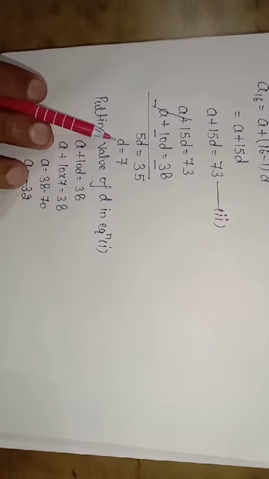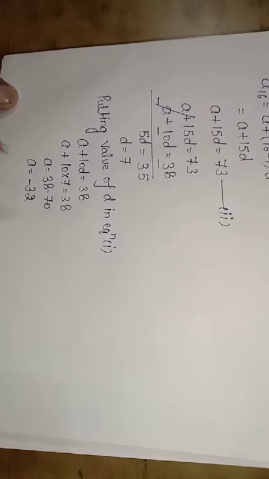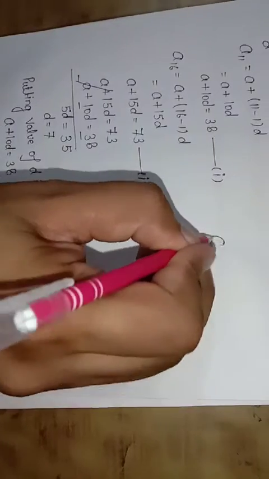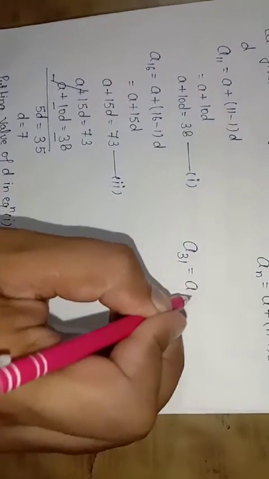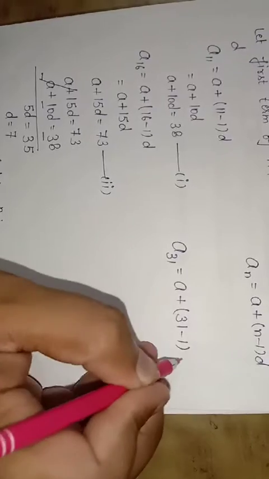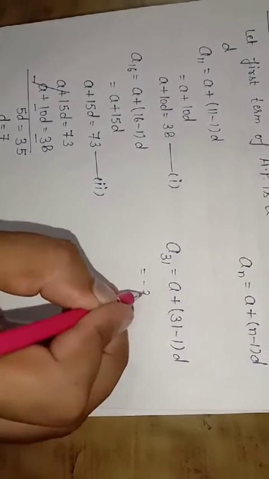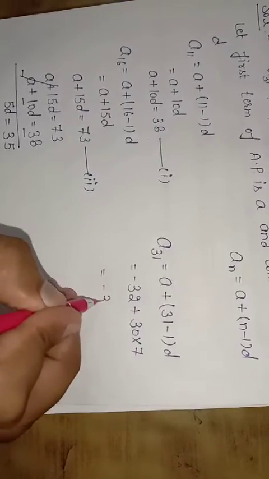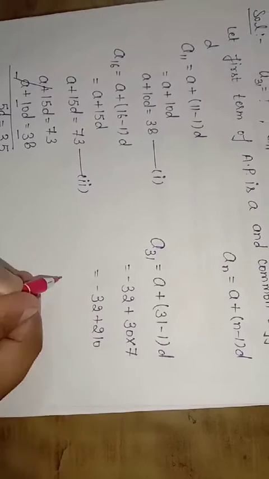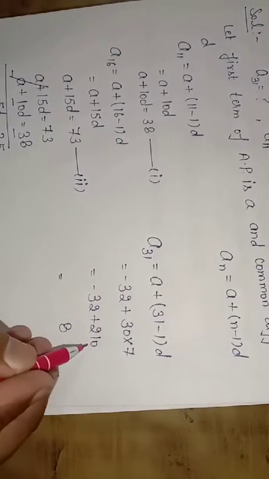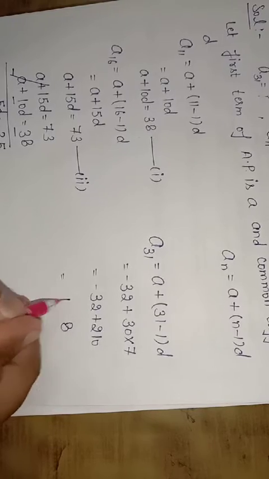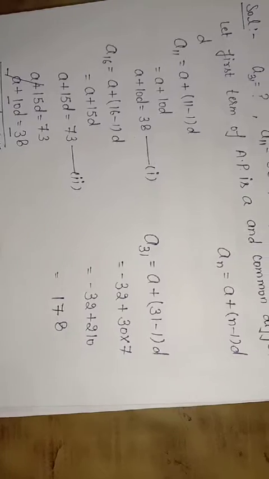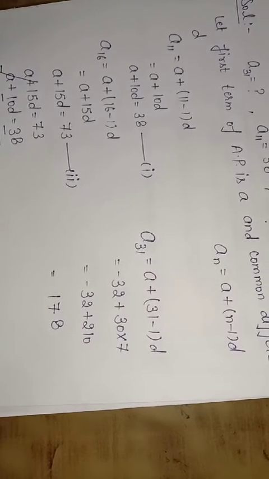Students, the common difference of the AP is 7 and the first term of the AP is minus 32. But we find the 31st term. So A31 equals A plus 31 minus 1 into D. The value of A is minus 32 plus 30 into D. The value of D is 7. Minus 32 plus 210, which is 178. So the 31st term of the AP is 178.